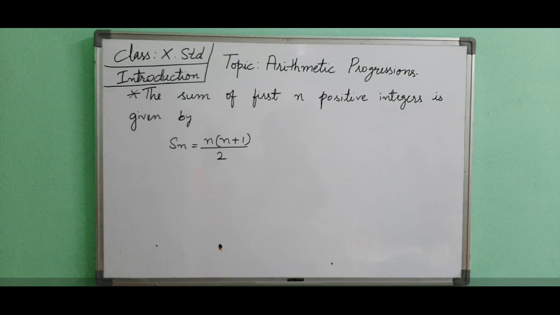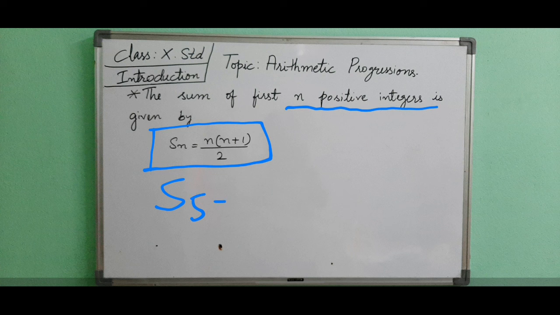The sum of the first n positive integers is given by Sn equals n(n plus 1) by 2. When we say positive integers, it's nothing but 1, 2, 3, 4. If we need to find the sum of these numbers, we can find it by using Sn. Suppose we need to find the sum of the starting 5 numbers, then S5 equals n, meaning 5, into 5 plus 1, divided by 2.